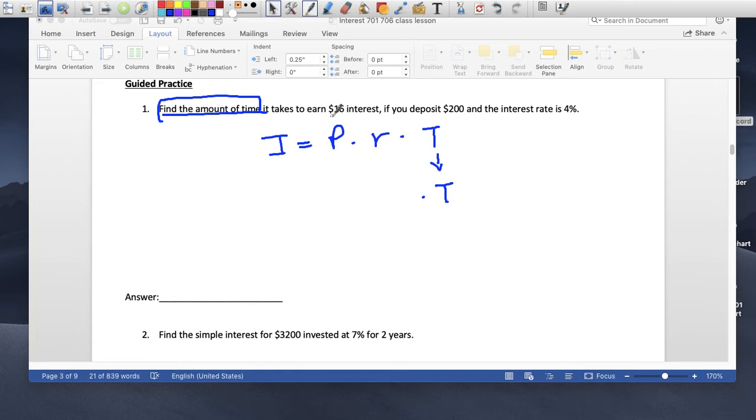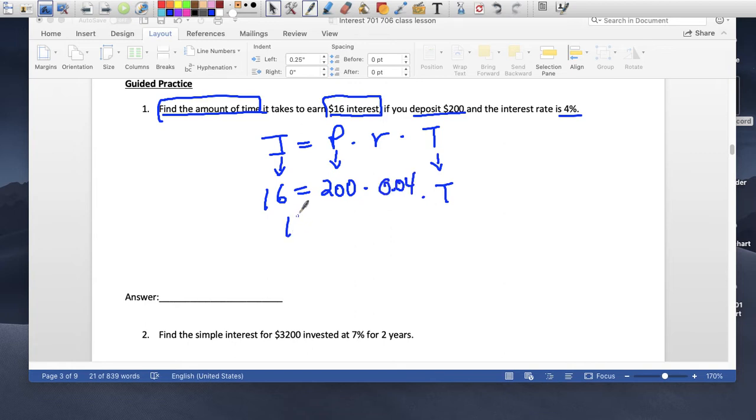So it takes to earn $16 in interest. So she made $16. So this is her interest, right? $16 in interest goes here. Deposit $200. So that's the principal. And what was the interest rate? The interest rate was 4% or 0.04.